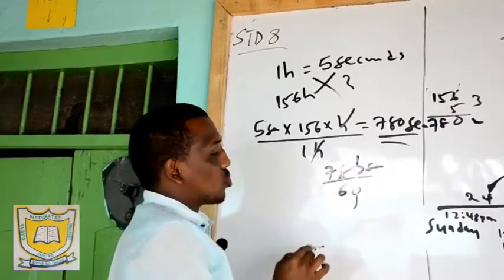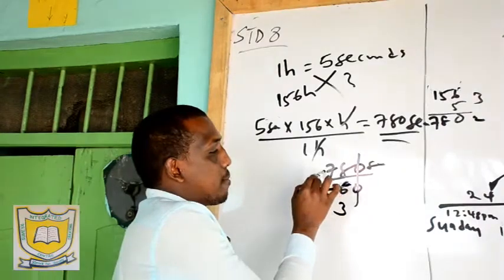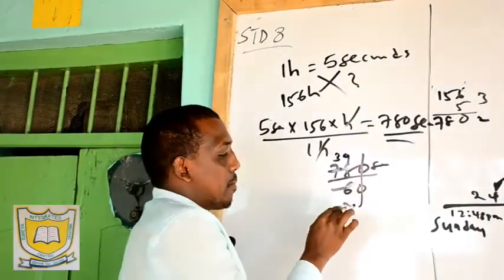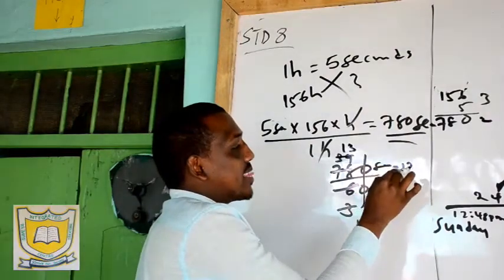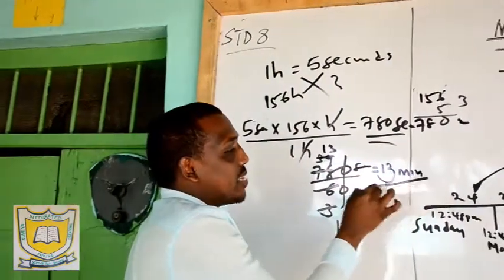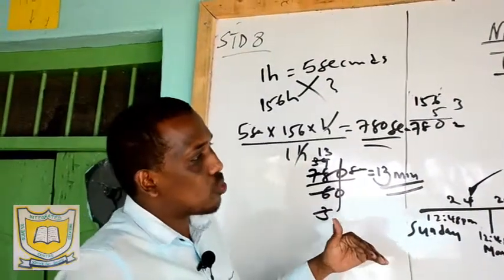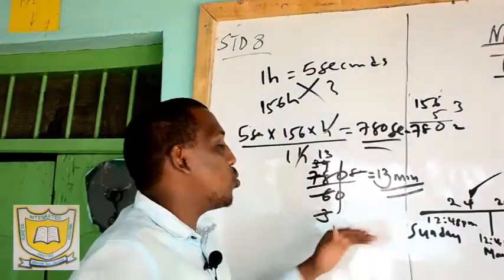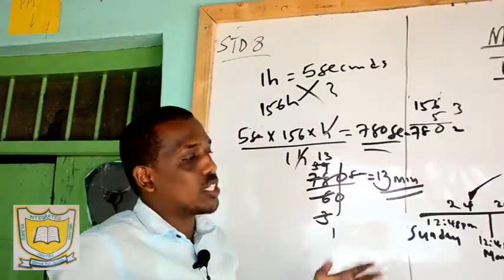You cross the 2 by 2, 3 by 2, 39. By 3, 1 by 3, 13. So here you will get 13 minutes. The watch was losing, so if it is losing, we subtract it. And when we are subtracting, which time will we use now?